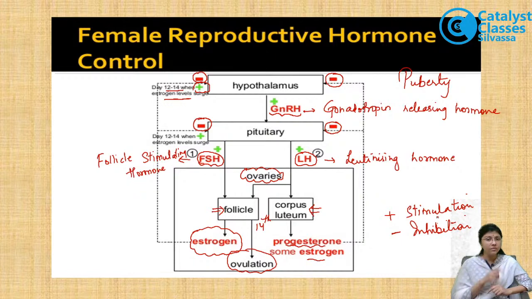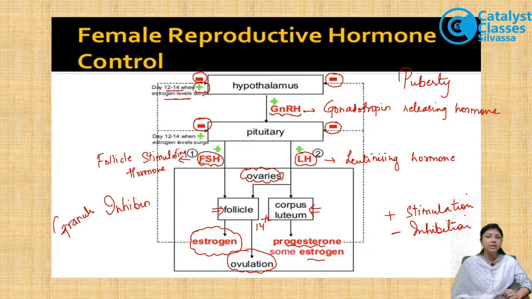An extra point I can also tell you is that once ovulation has taken place, the remaining follicular cells which are going to form the corpus luteum also release another hormone called inhibin. To be very specific, the granulosa cells which remain in the ovary are going to release another hormone called inhibin. And this inhibin is going to create a negative effect and stop the secretion of FSH from the pituitary gland.